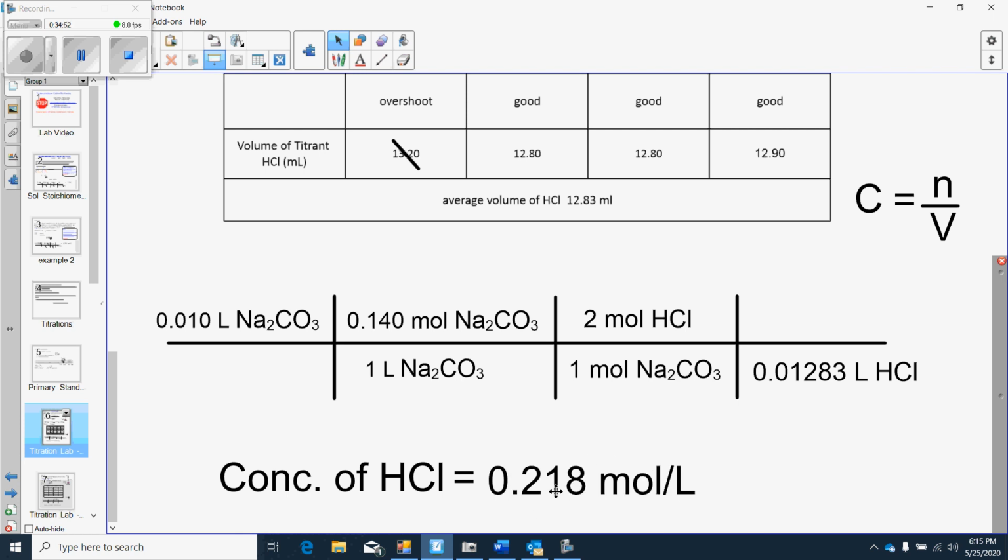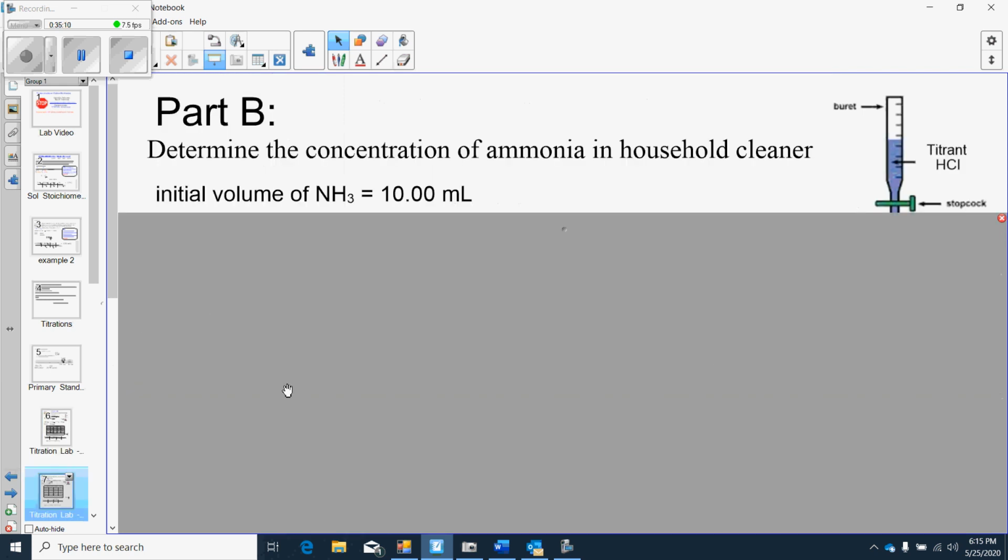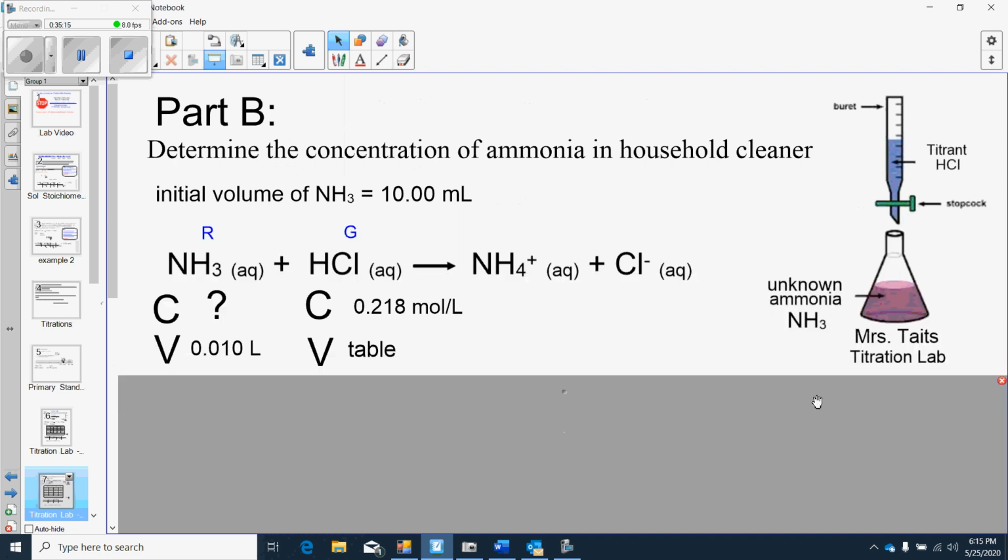And this is important to go on and finish part B, because part B is about using this now as my secondary standard, and using this concentration in order to solve for the ammonia. So very quickly, I know I'm over time, to finish up part B, we used HCl as our titrant. We have our ammonia in here now, so we've changed out what's in our bottom beaker. We know the concentration of the HCl now. We just standardized it. We are looking for the concentration of NH3.